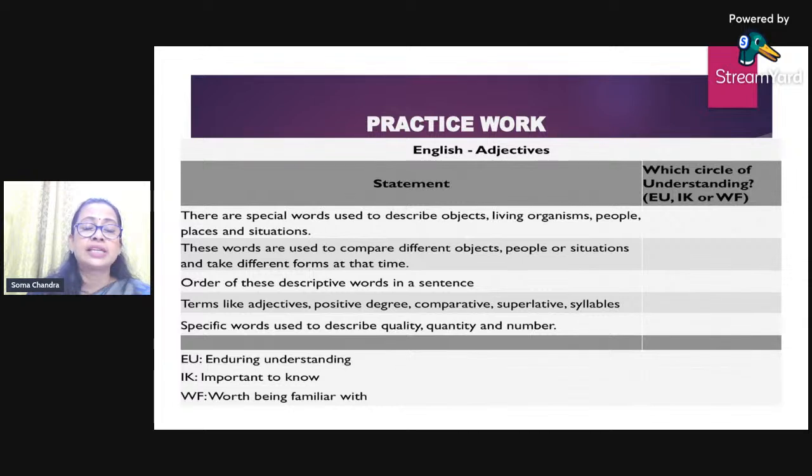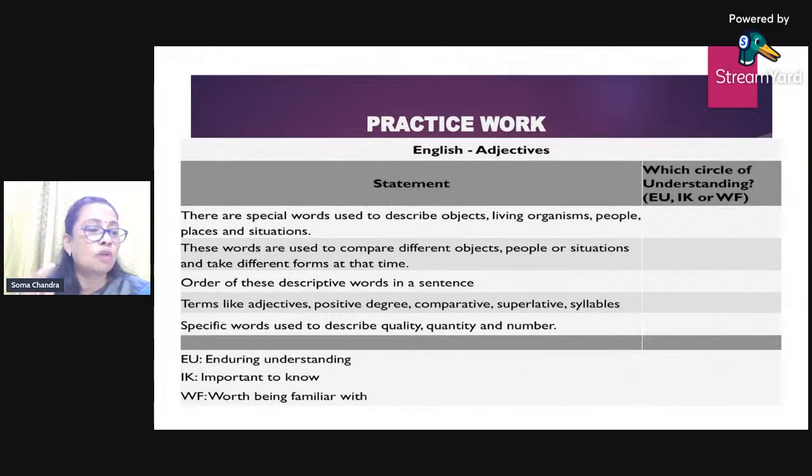On your screen, there's a lesson plan on adjectives. They're special words used to describe living organisms, people, places, and situations. These words are used to compare objects, people, or situations, and to order these descriptive words in sentences.